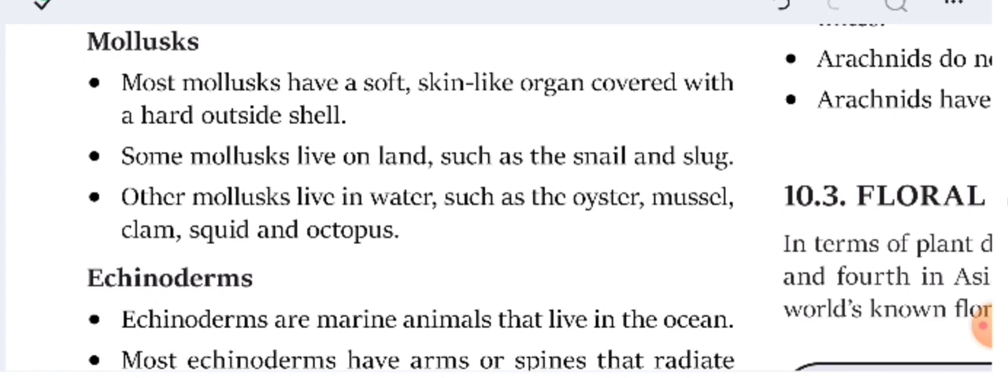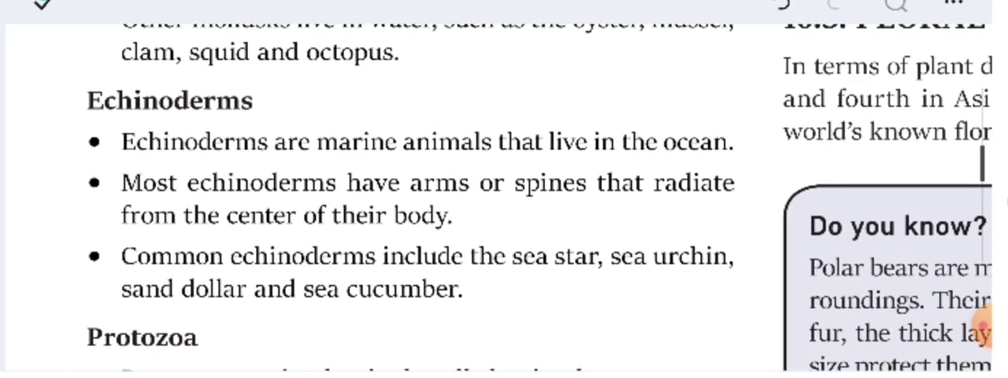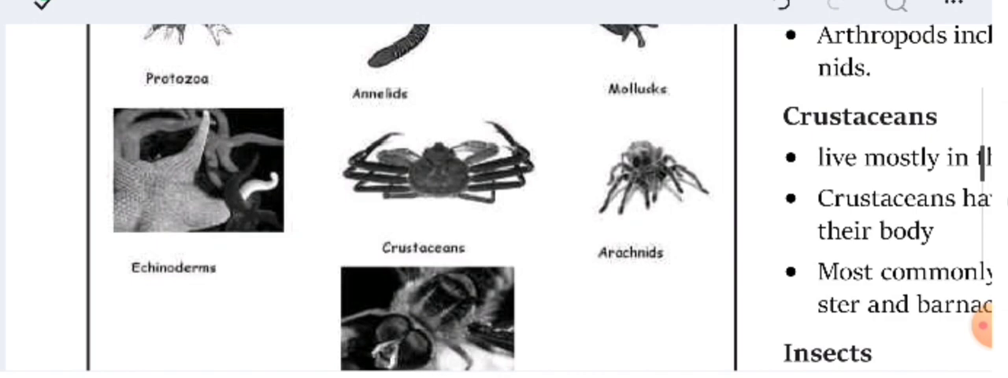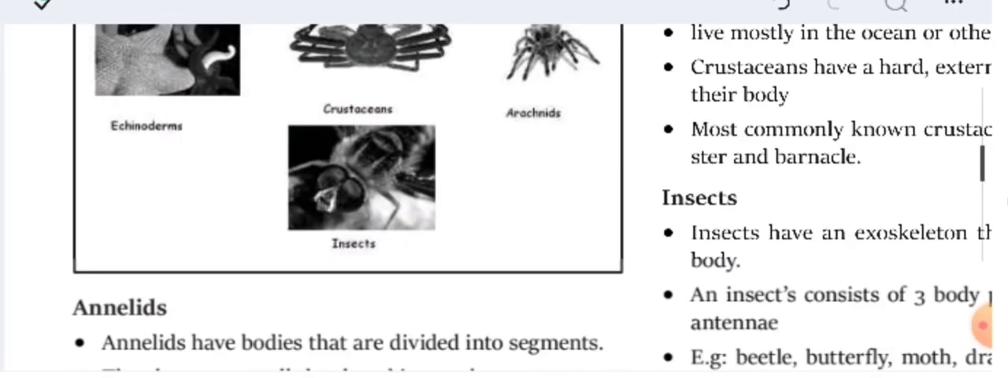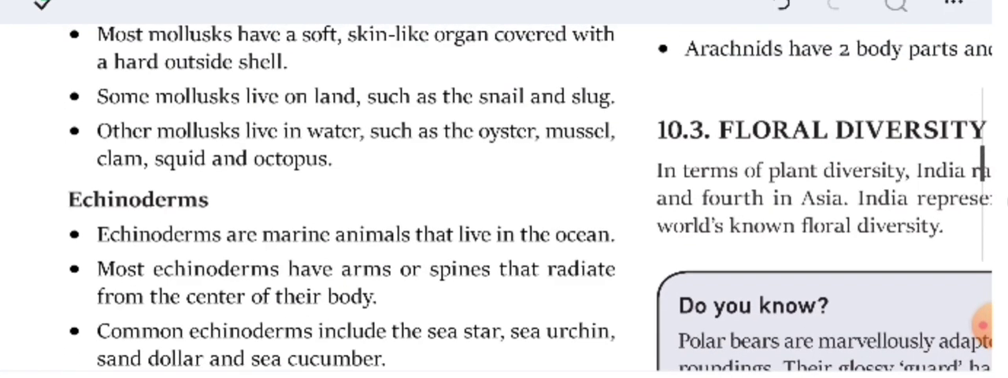Okay, octopus तो पानी में ही रहता है. Squid, clam, mussel, oyster, they all live in water, and land में तो snail and slug. Snail को तो सब देखे हैं, right? Now is echinoderm. So echinoderm, here you can see echinoderms are marine animals that live in the ocean.